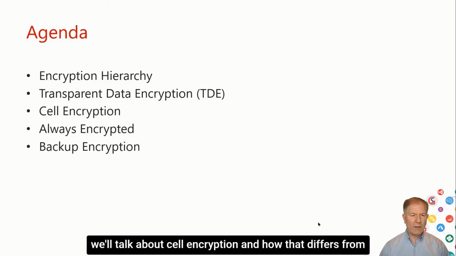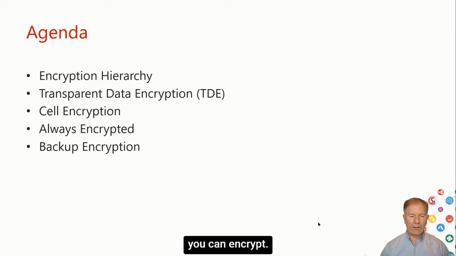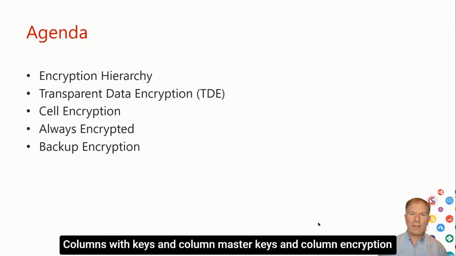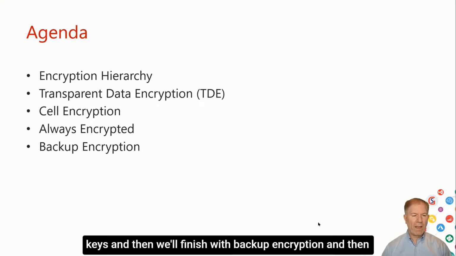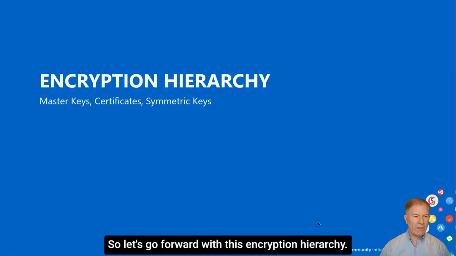Then we'll talk about cell encryption and how that differs from the others. And then we'll talk about Always Encrypted, where you can encrypt columns with column master keys and column encryption keys. And then we'll finish with backup encryption. And then there will be a lot of demo. So let's go forward with this.